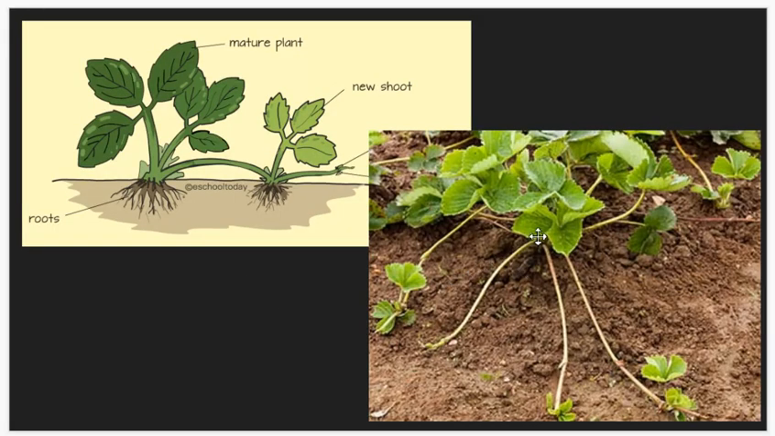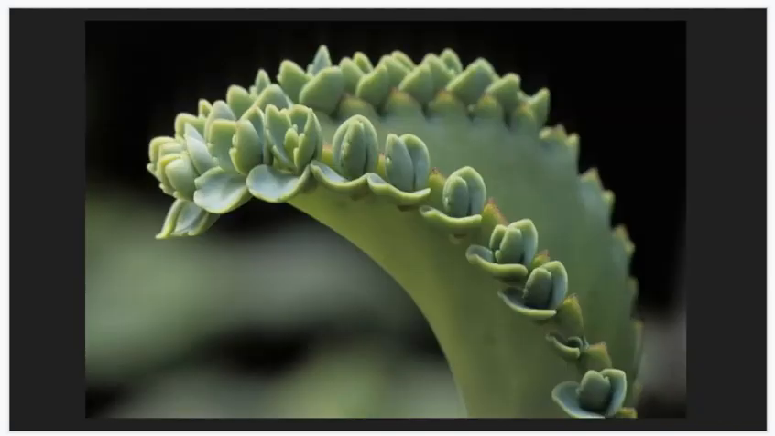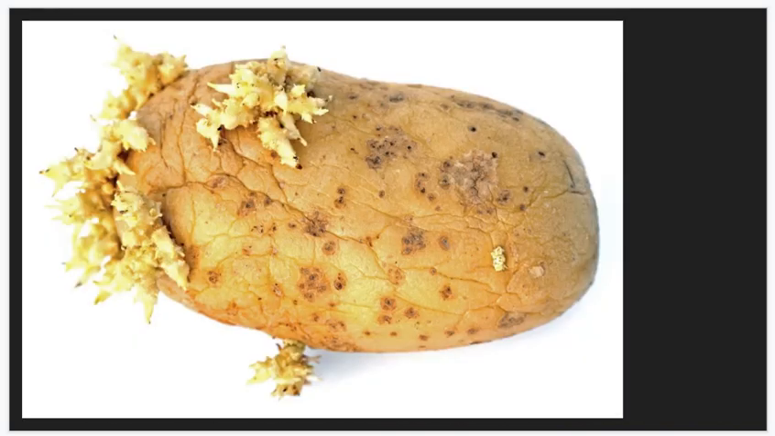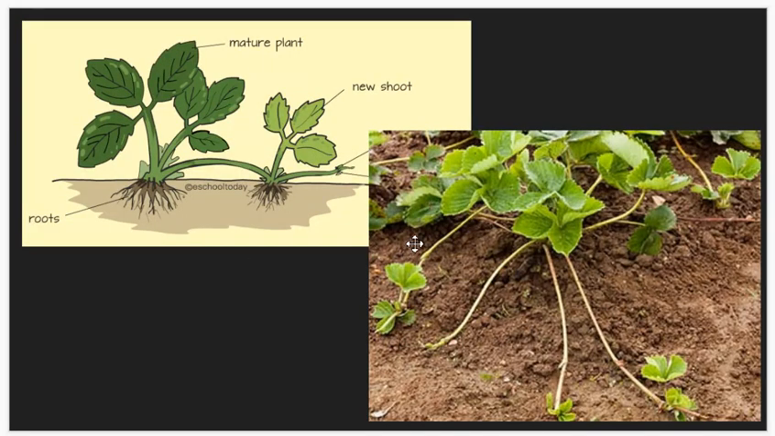This right over here is a strawberry plant. This is another way, the third way. We talked about plantlets, tubers, and now we have something called runners. Take a look at this picture. This right here is the parent plant, the mature plant, the old plant. This plant could produce flowers and seeds and all that kind of stuff.